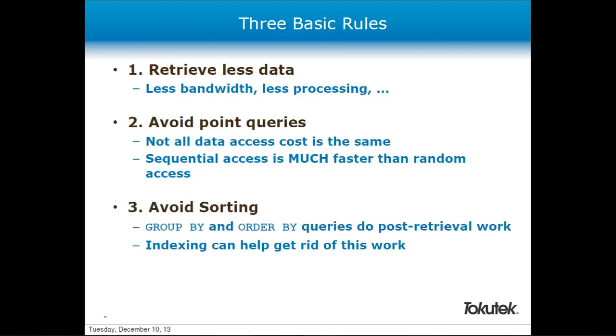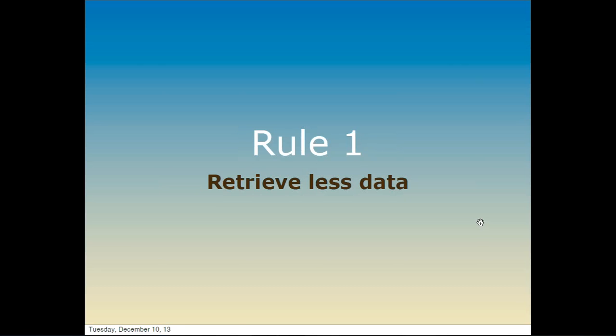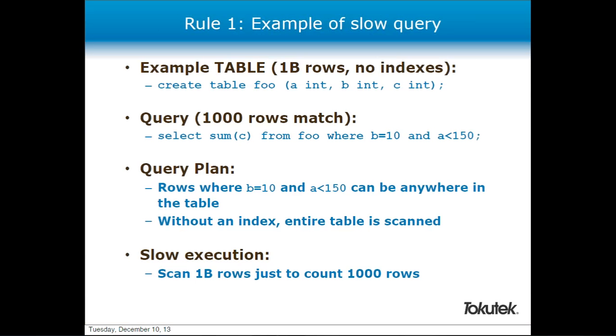So we're going to see some group by and order by queries that do some post-retrieval work. You can actually use indexing to help get rid of this work at query time. And with that being said, let's actually start digging into these rules. All right, so rule number one, retrieve less data. And let's set up an example here.